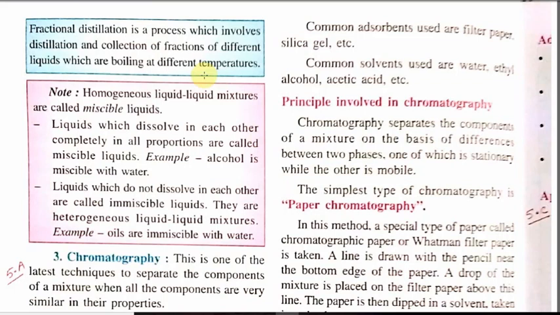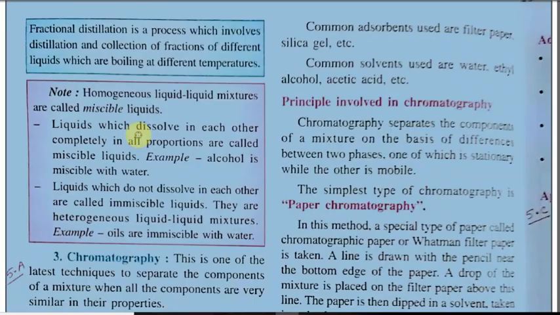So we can see this is a very important process. Fractional distillation is a process which involves distillation and collecting of fractions. Fraction means a part of different liquids which are boiling at different temperatures. Homogeneous liquid mixtures are called miscible liquids, and they also dissolve in each other. You can see here, please follow this mouse cursor which is pointed in the box region. So we can also say that homogeneous miscible liquids can dissolve in each other.